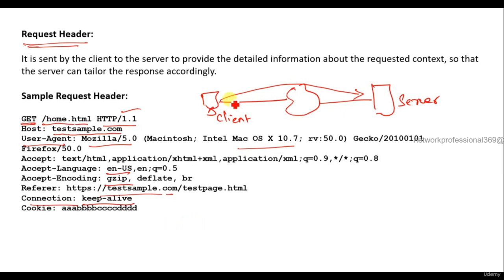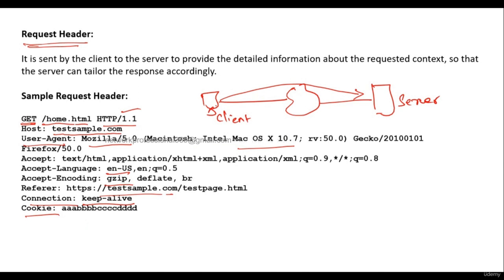Say, for example, there is a TCP communication between the client and the server, right? Once the three-way handshake is successful, with that TCP connection there can be multiple HTTP connections between the client and the server. So that's the reason we are using the connection header. And it also has the information about the cookie.